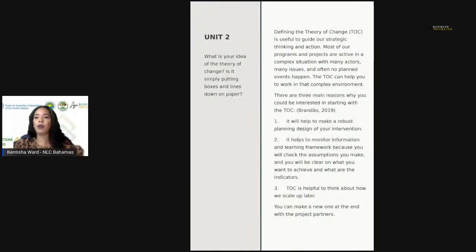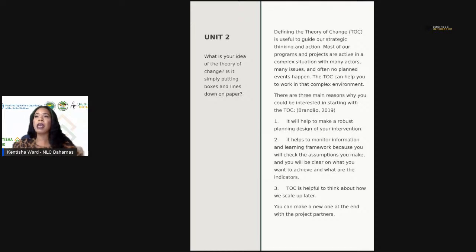Okie dokie. So we are going to talk a little bit more about the theory of change. Defining the theory of change: it's useful to guide our strategic thinking and action. Most of our programs, projects, and businesses are active in a complex situation with many different actors, many issues, and often unplanned events also happen. The theory of change can help you to work in that complex environment.